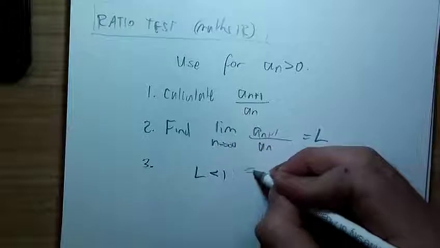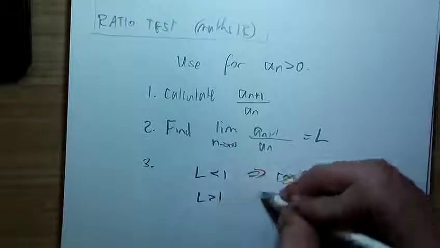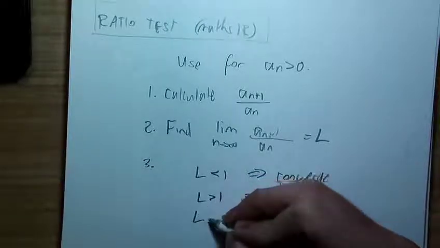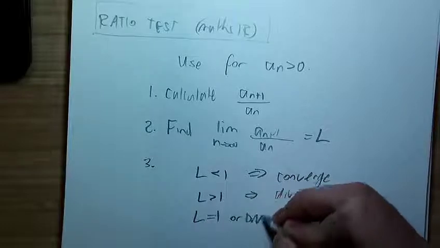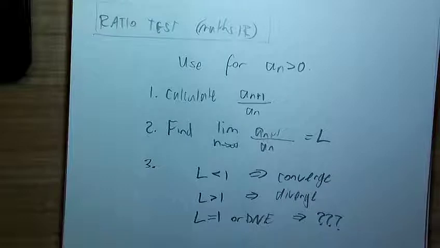L is less than 1 means converge. L is greater than 1 means diverge. L is equal to 1 or does not exist means, I don't know, could be anything.